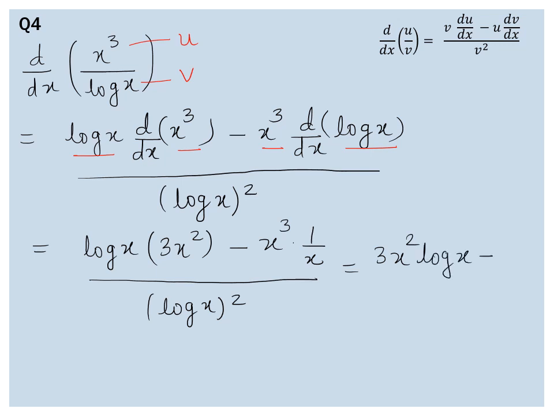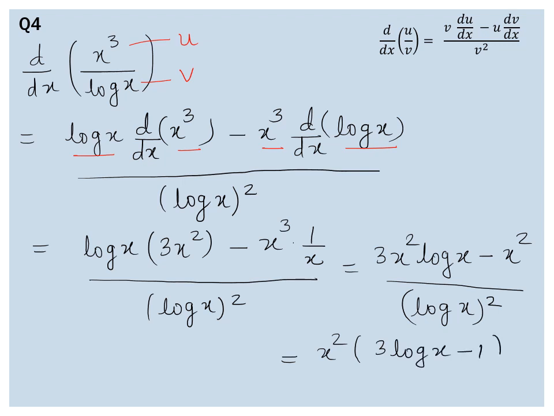So this is simply 3x square log x, and minus the second term, x cube upon x, is again x square, divided by log x whole square. This can be kept as it is or can be further simplified by taking x square common: 3 log x minus 1, and this whole divided by log x whole square.